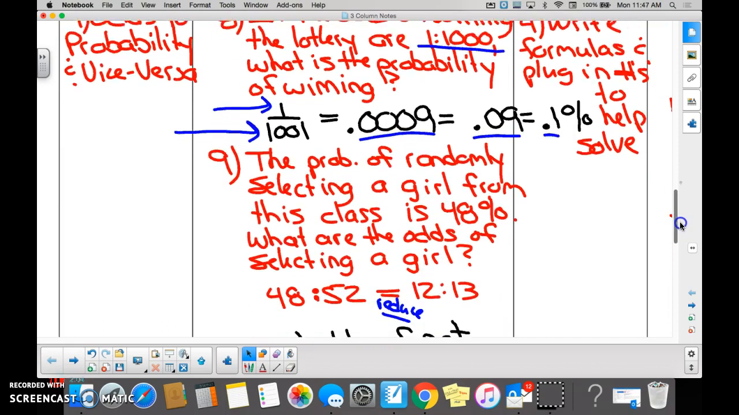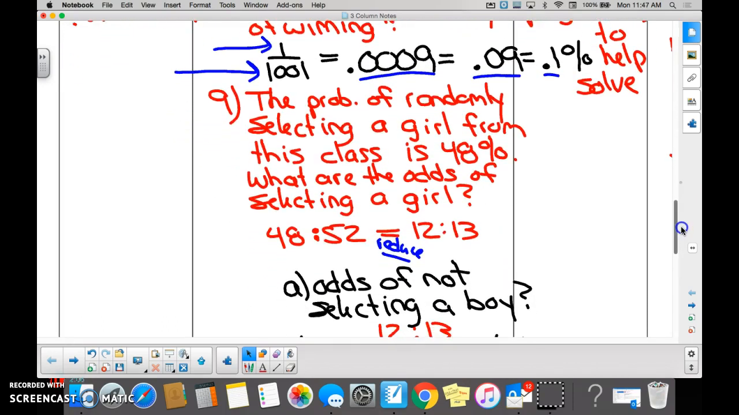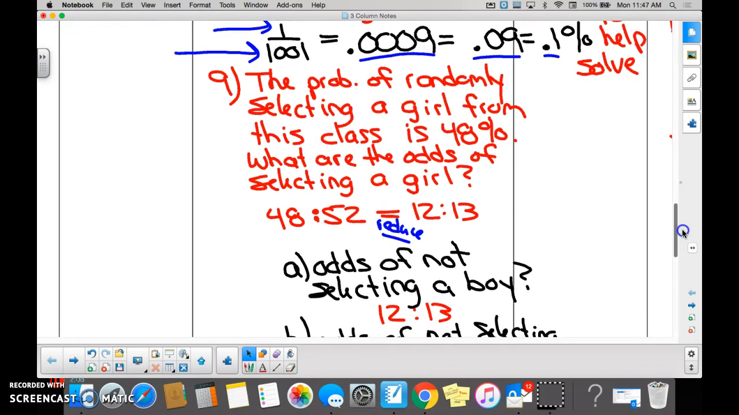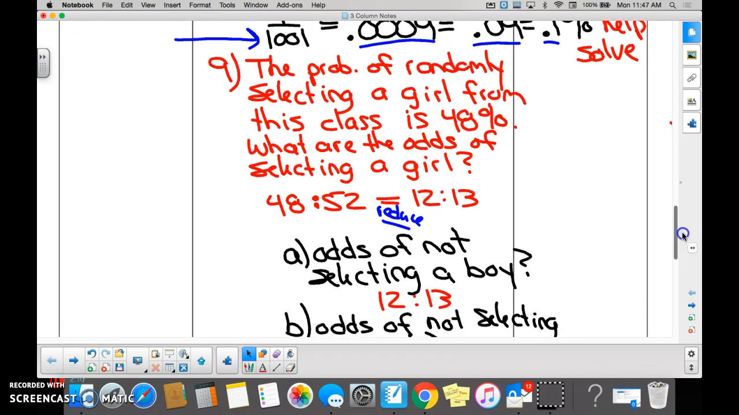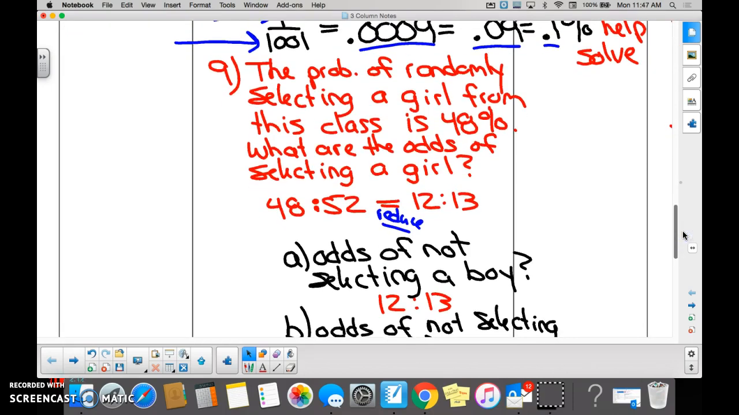Number 9. Lots of questions associated with this one. 48% of the kids in our class are girls. So the odds of randomly selecting a girl would be 48 to 52, which will reduce to 12 to 13, right? So almost 50-50. Not quite. You generally select more boys than girls. The odds of not selecting a boy.